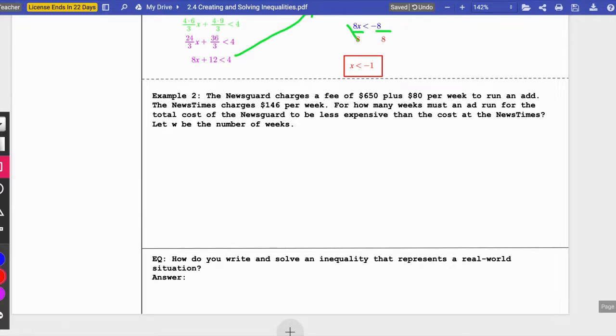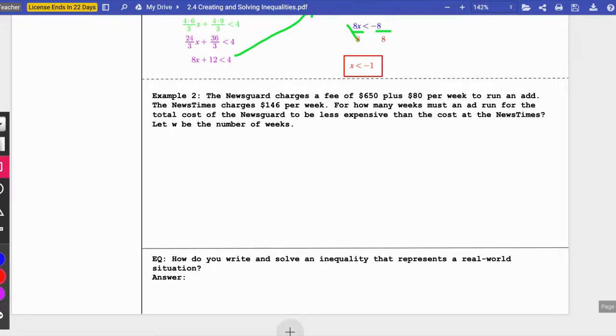While the News Times just charges $146 per week. For how many weeks must an ad run for the total cost of News Guard to be less expensive than the cost at the News Times? So remember last time, we took notes, we wrote an equation for both companies and we would set it equal to each other.